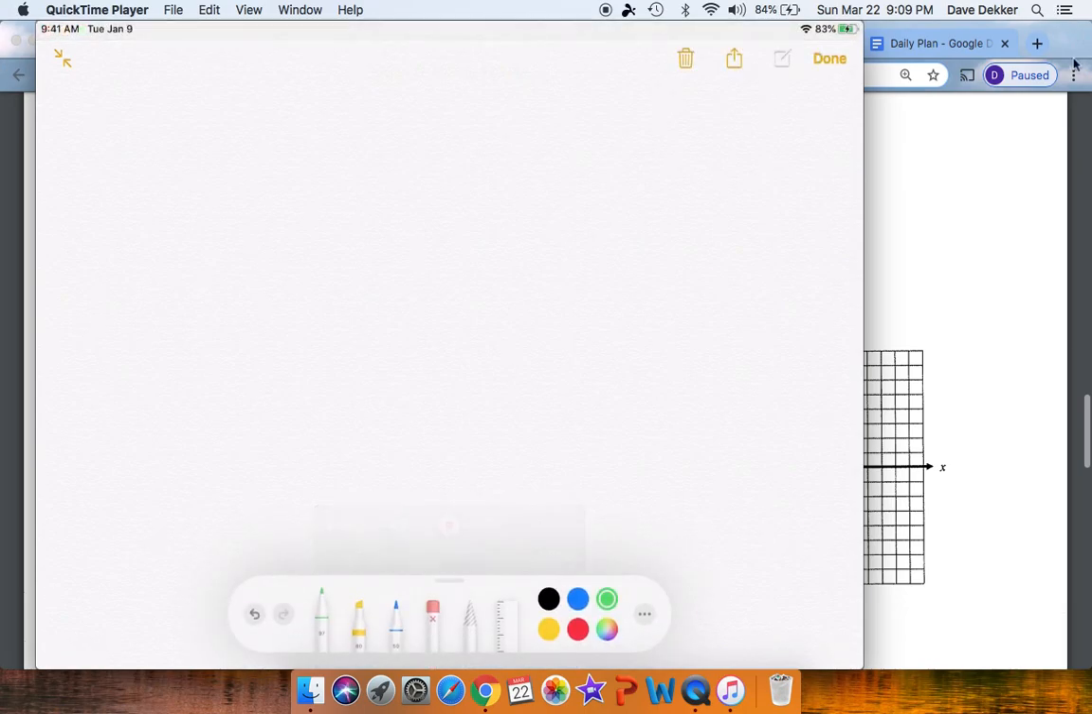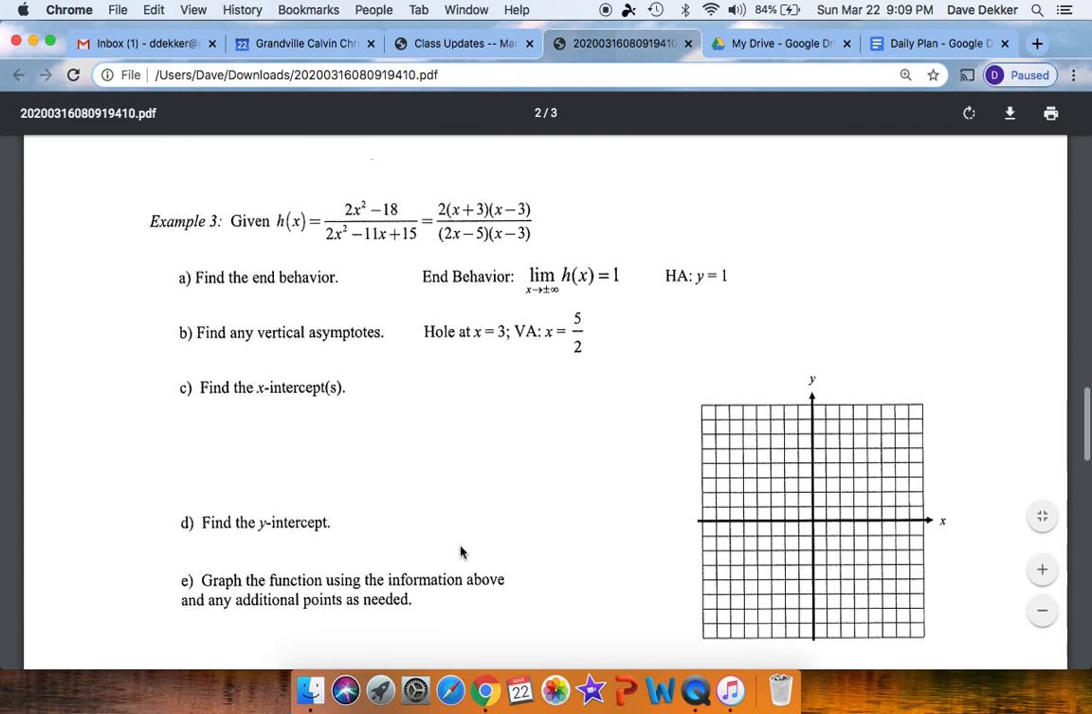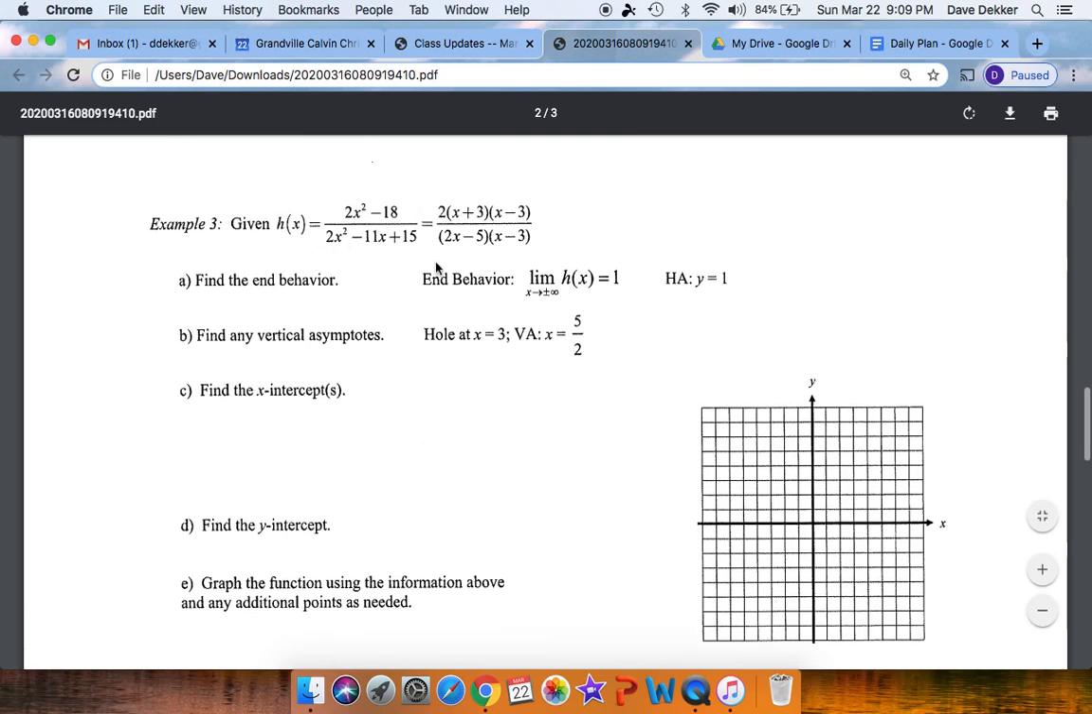Alright. I'm going to go back to the PDF here because I want to talk through some things. Here we have this equation, and we have it in the factored form. What I want you to realize is they've done some work for you. To find the end behavior, they looked at the highest degrees here. Both are 2x squared, so if we divide those two things, we get 1. That's our end behavior. That's the horizontal asymptote. So they've done that for you already.